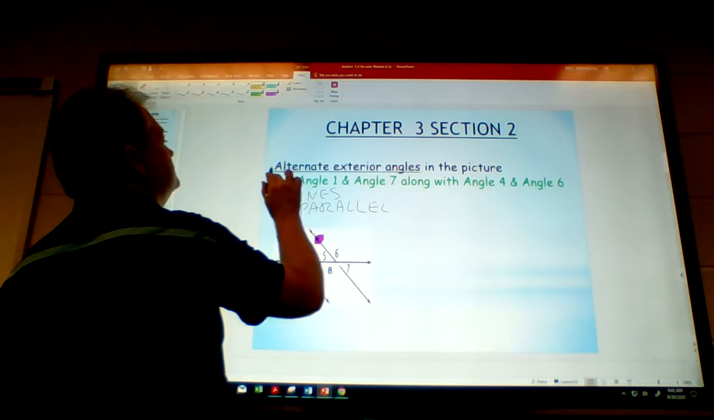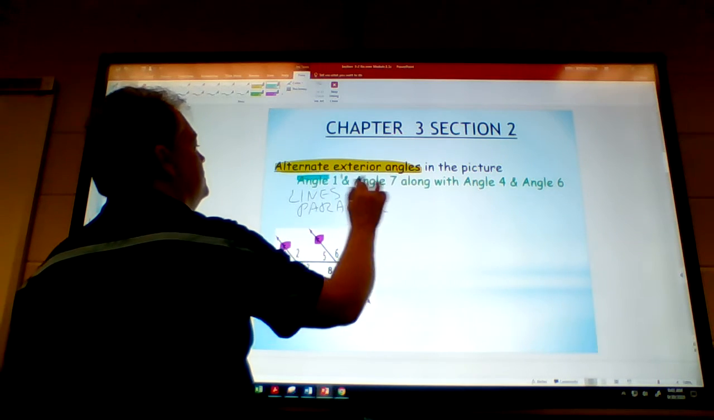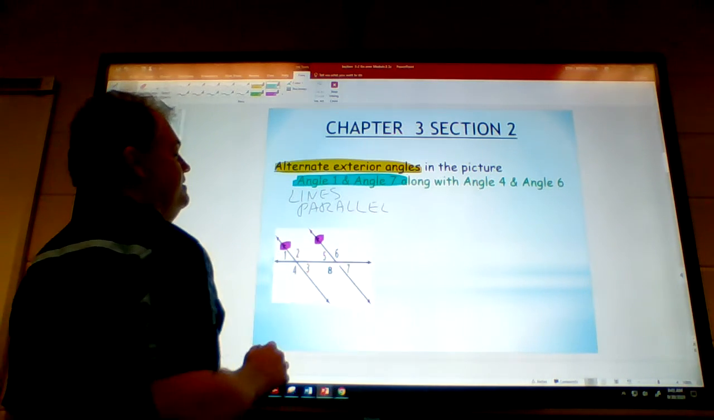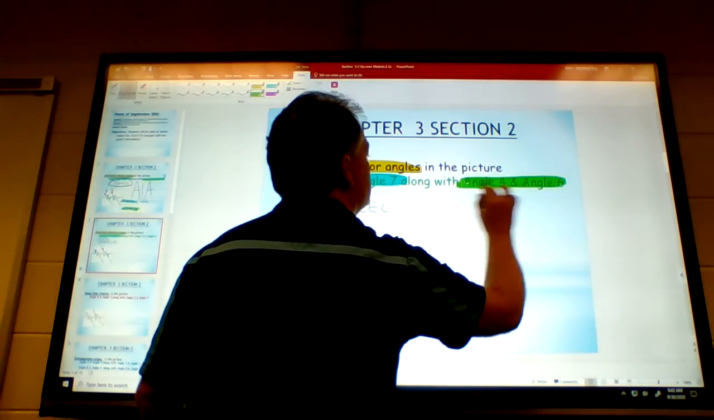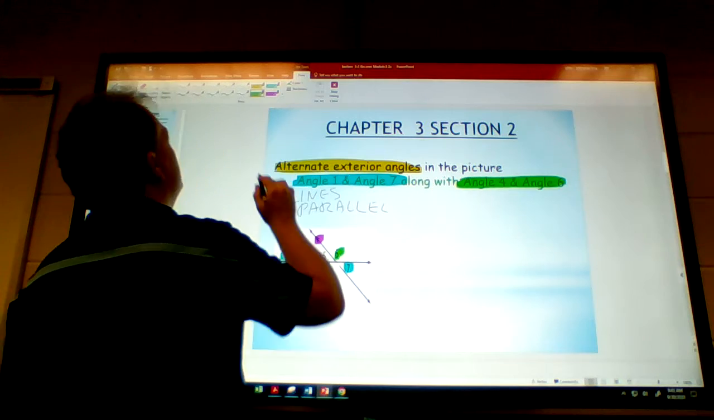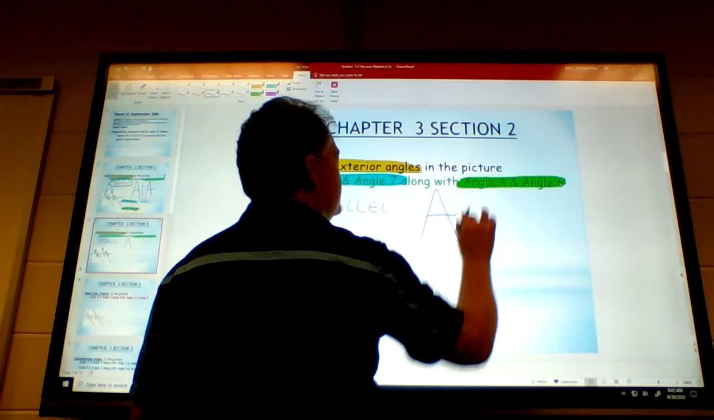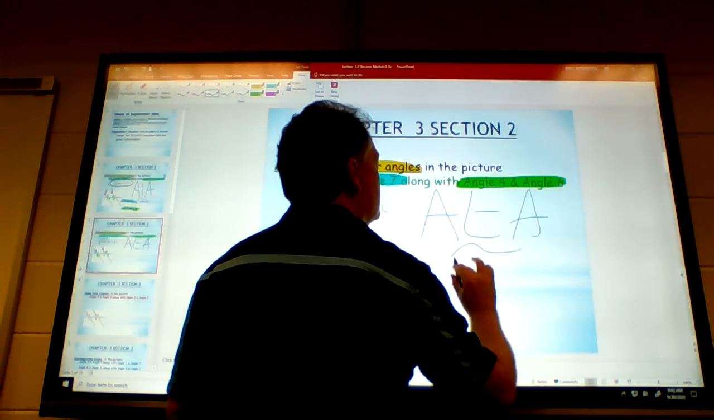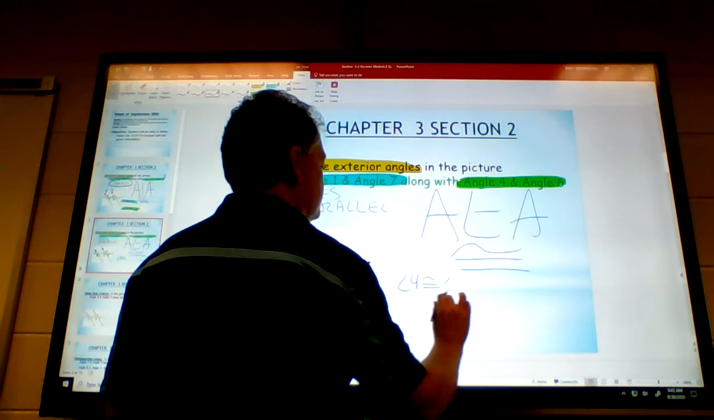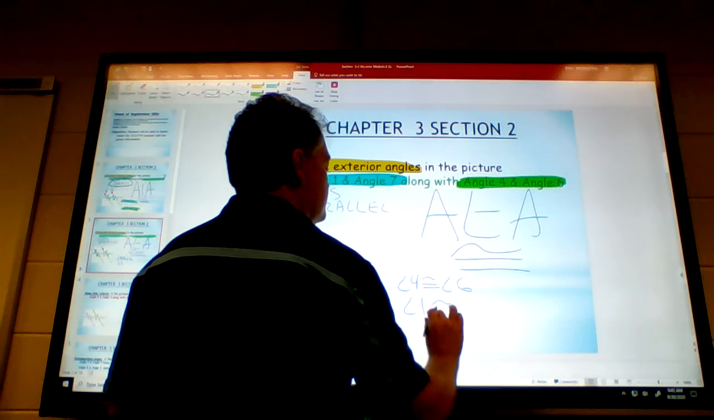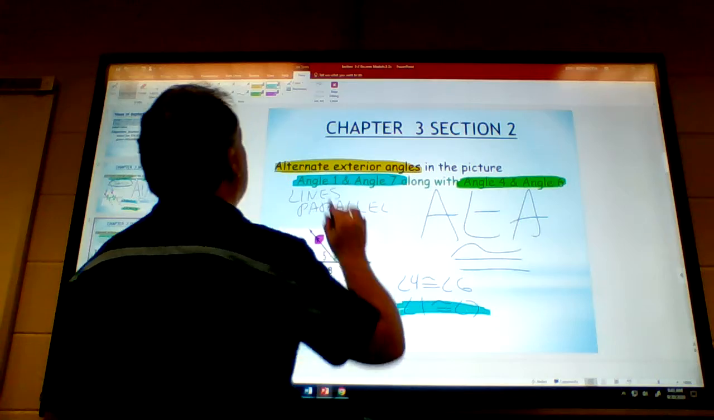So, alternate exterior angles. We have angles 1 and 7. We have angles 4 and 6. Those pairs of angles are going to be congruent. So alternate exterior angles are congruent. So that means that angle 4 is congruent to angle 6, and angle 1 is congruent to angle 7. And I'm going to highlight those for you because I like to color.